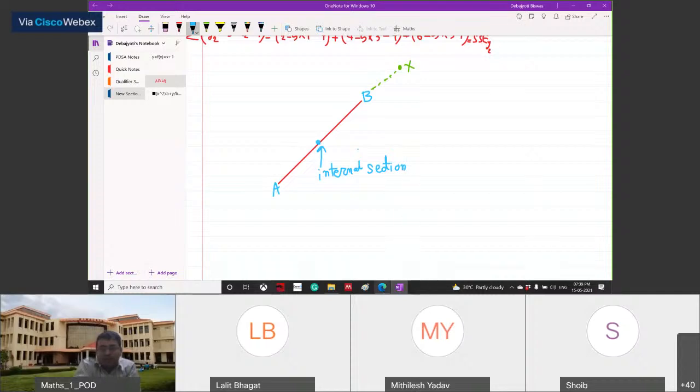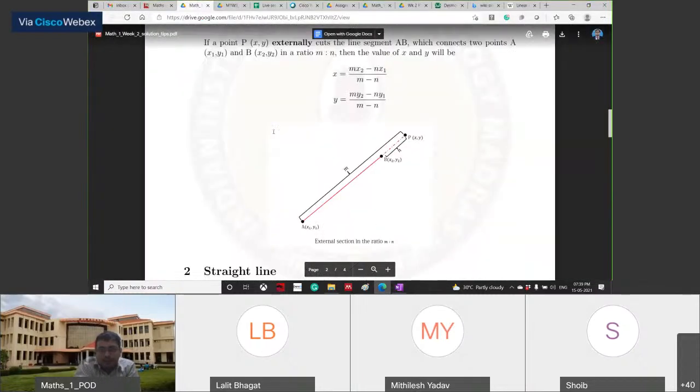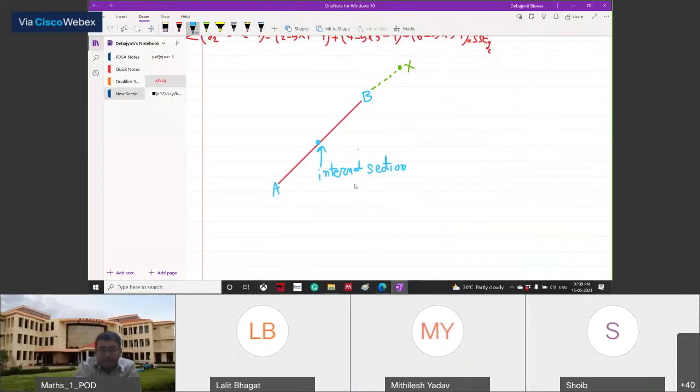Okay. Now the next thing is external section. External section is this way. So see, now remove this blue dot. Did you understand the internal section, sir? Yeah, you can unmute yourself. Hello, who was talking? Sir, thank you. Yeah, so no, just wait. And this is internal section. Okay. So this is fine. Now the internal section is gone. Now we have to deal with the external section.